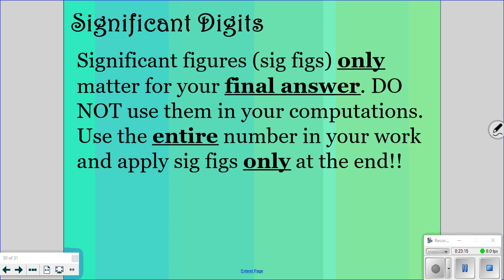And if you don't, right now it may not affect it, but maybe once or twice. But as we go through it, it'll start affecting your answers, and you'll end up getting the problem wrong. And it's not because you don't know how to do it. It's only because you didn't do your sig figs correctly. So do not worry about sig figs until you get to the very final answer.